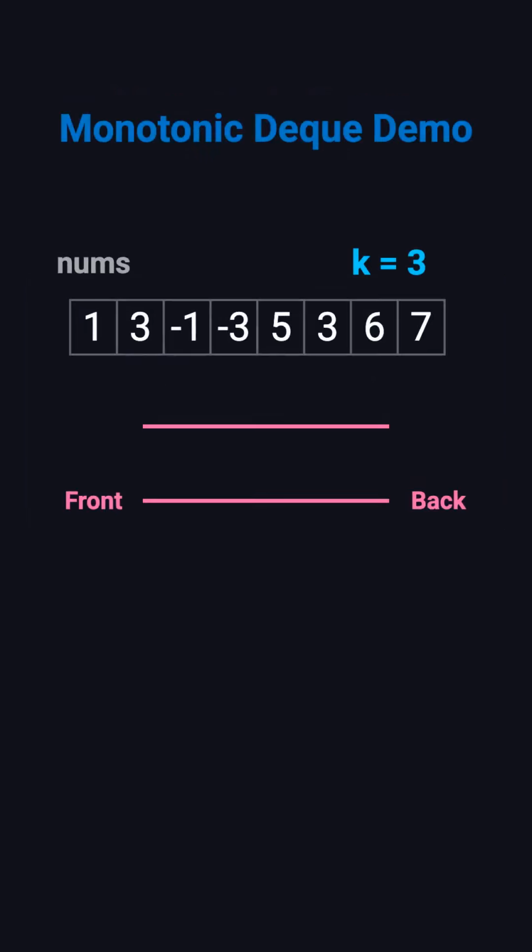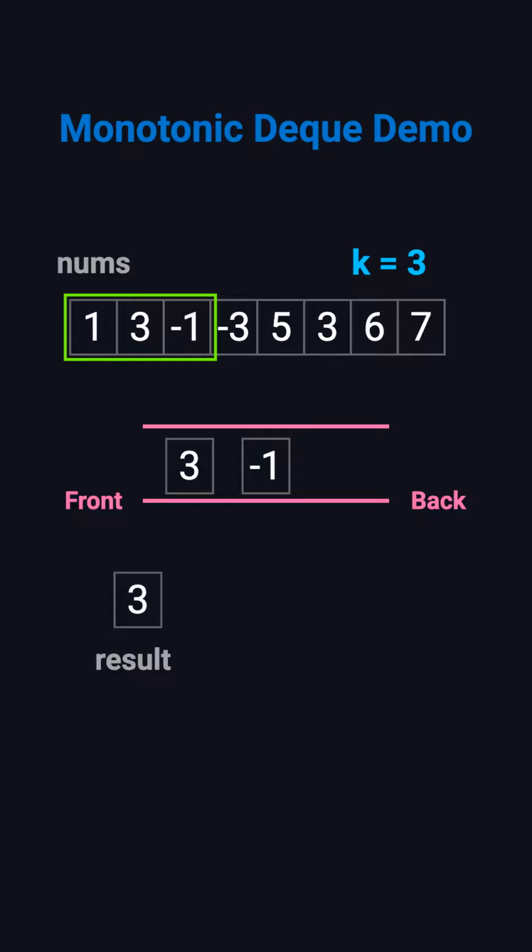Let's walk through the example. We take 1. The queue contains just 1. Next, we take 3. 3 is larger than 1, so 1 gets removed. Then we take -1. It's smaller than 3, so we add it to the back. The window is now formed, and the front of the queue is 3, which is our first maximum.